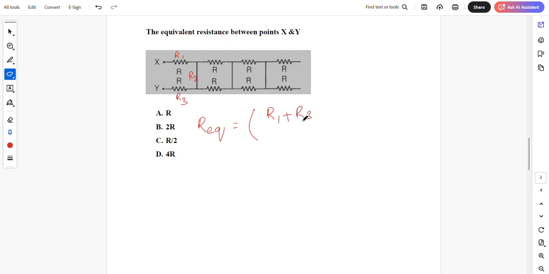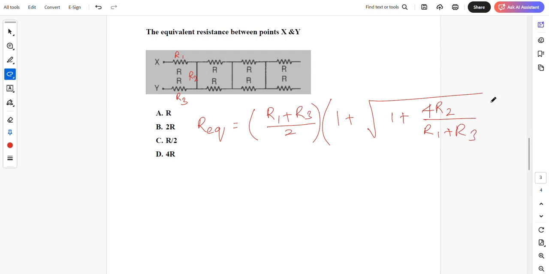(R1 plus R3) by 2, because you should remember the formula, into 1 plus square root of 1 plus 4R2 divided by, whatever you are writing here, same, R1 plus R3. That is equal to R1, which is R, and R3 is how much? R. Divided by 2 into 1 plus square root of 1 plus R2 is how much?